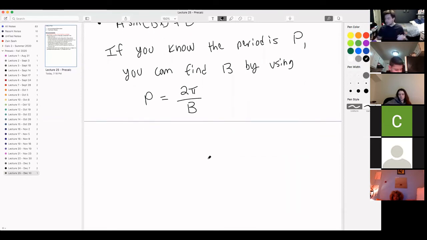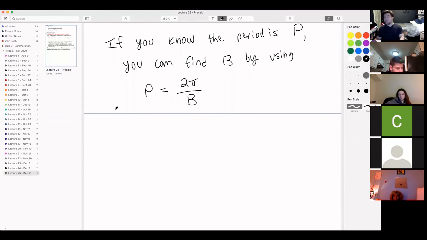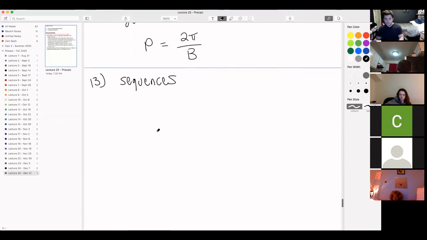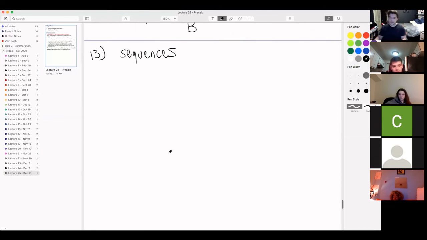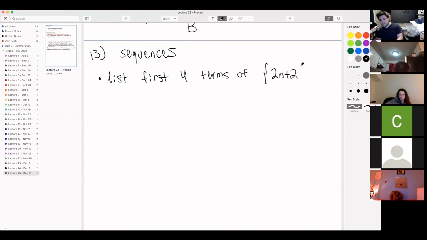Okay, good. Now let's move on to very recent stuff, sequences. Very, very cool. All right, sequences. I'm going to tell you to list the first 4 terms of a sequence and tell me if it's explicitly defined or defined recursively, just like on the homework. So here's an example. List the first 4 terms of the sequence 2n plus 2.